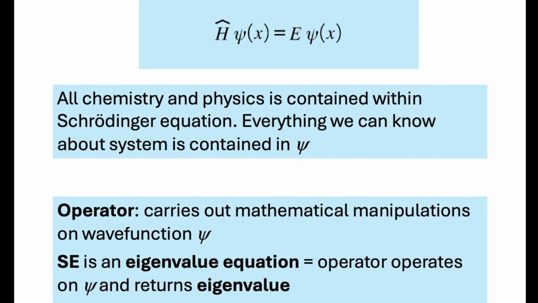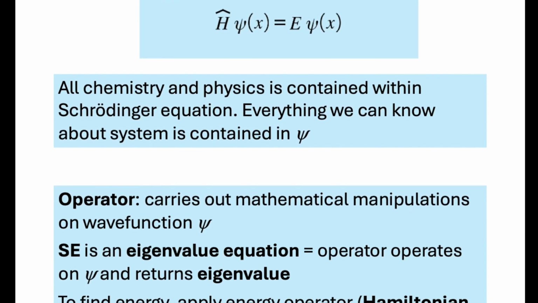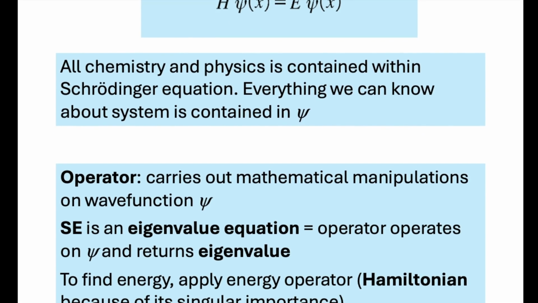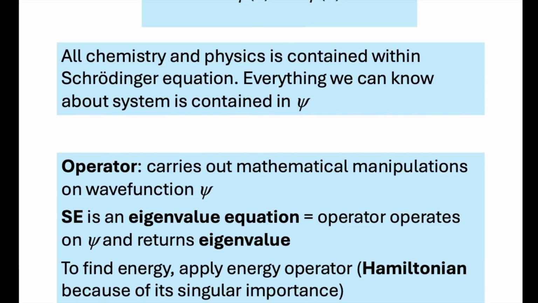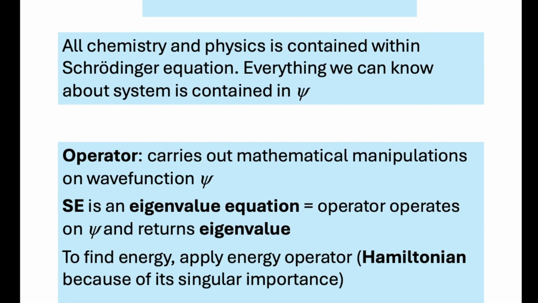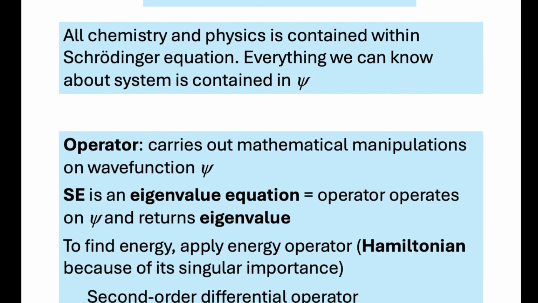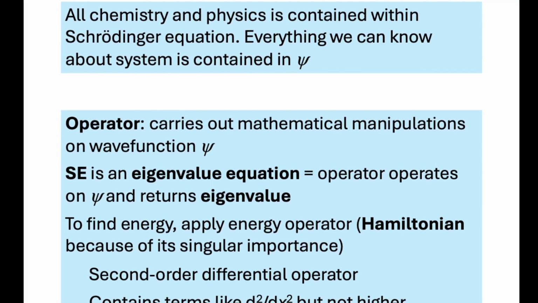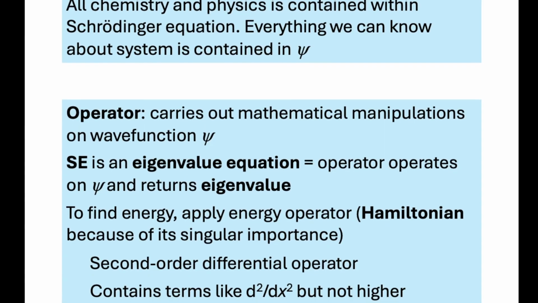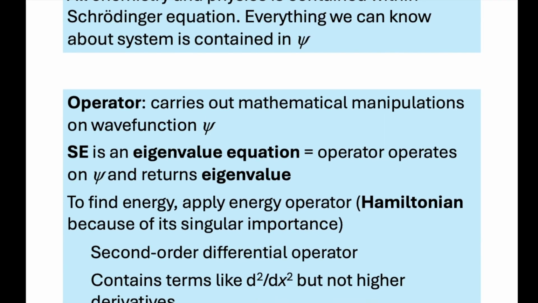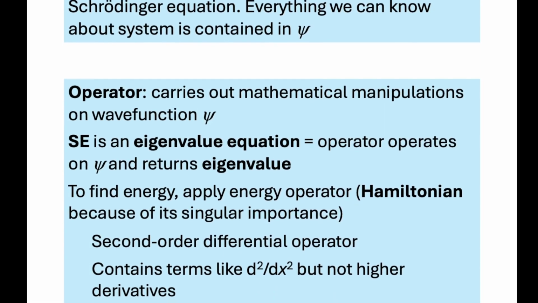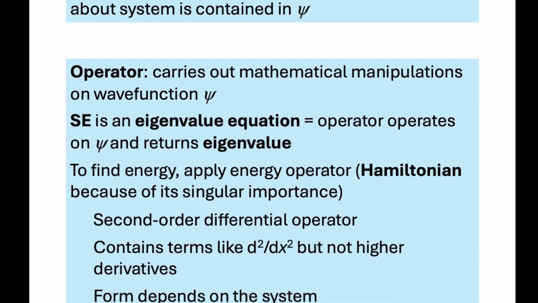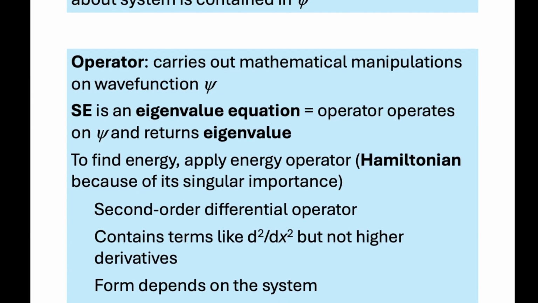To find the energy, and since the total energy is such an important thing, we give it a special name. The Hamiltonian is the total energy operator, right? We need to develop the right mathematical machinery to find the energy, right? The Hamiltonian is a second-order differential operator. That is, it contains terms like the second derivative with respect to a coordinate squared, but it doesn't have higher derivatives. Its form depends on the system.